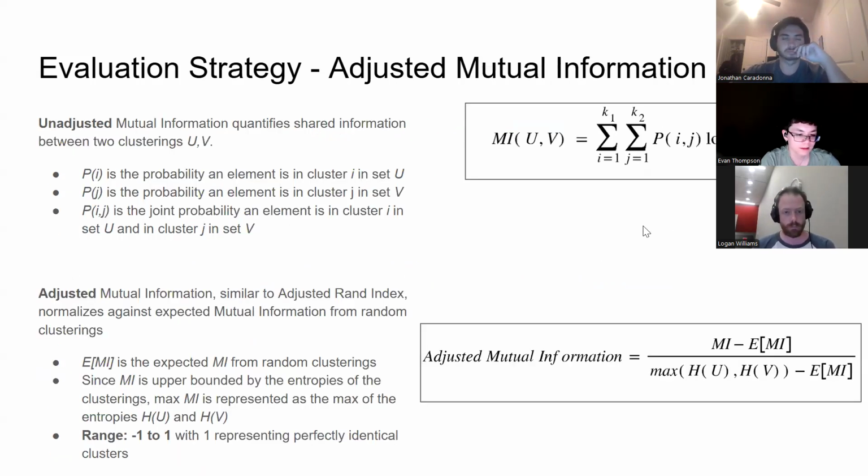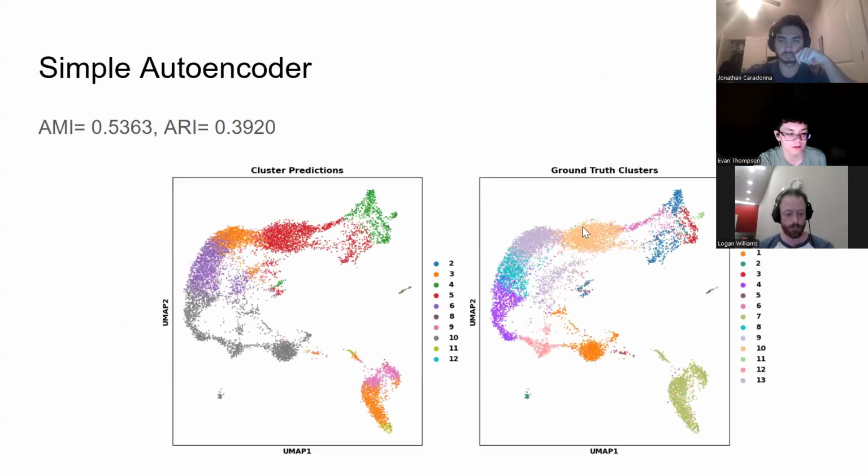Next. Mutual information measures how much information about one cluster tells you about another cluster. So for predicted clustering, it tells you how much information that gives you about the ground truth clustering. Adjusted mutual information also accounts for random chance. So putting these two metrics together, our baseline autoencoder model used mean squared error as its loss function, and we used Optuna to perform some hyperparameter selection for this model. It had an AMI of about 0.53 and an ARI of about 0.39. So it's not great, but it definitely was learning something.